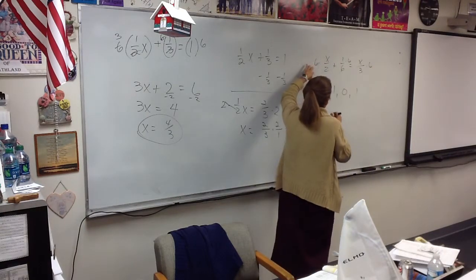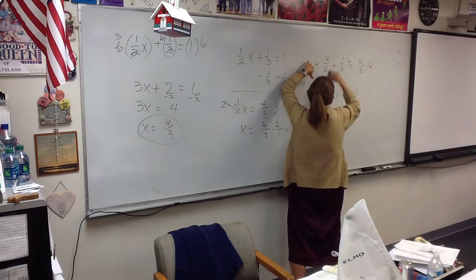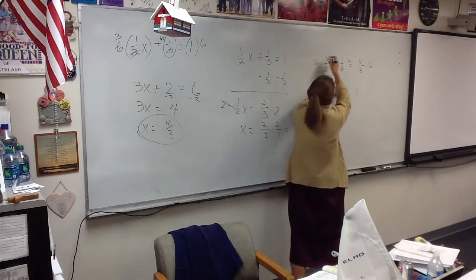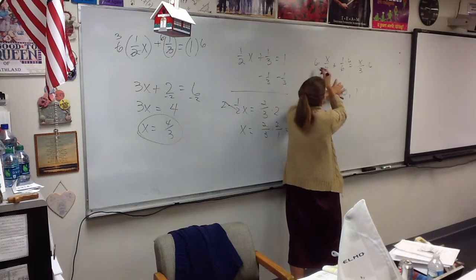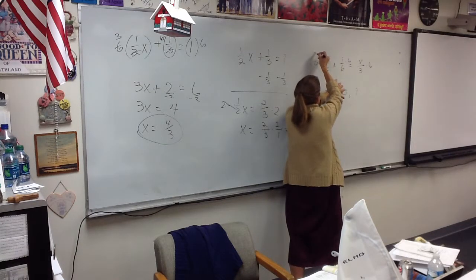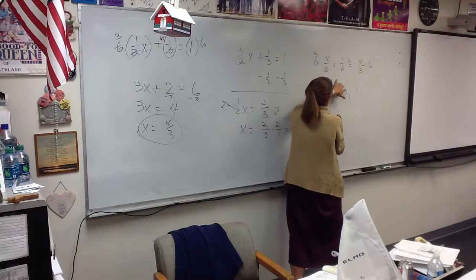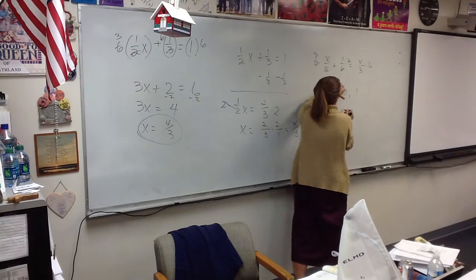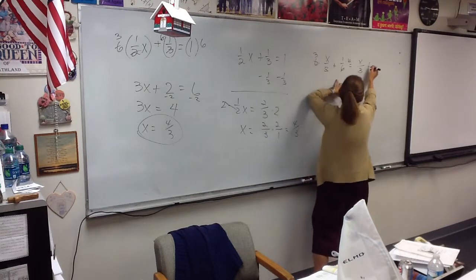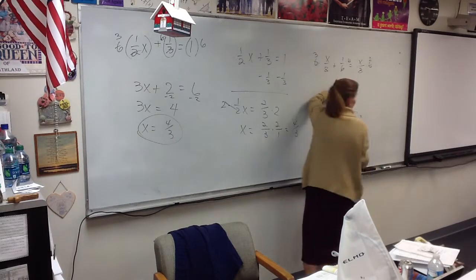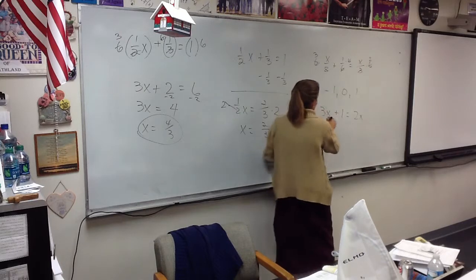So what do I end up with then? What's this equal? -1. Oh, wait. I'm not plugging in yet. I'm getting rid of the fractions. So this would equal what? 2 goes into 6. So it's 3x. And 1. Then 2. 2x. So now I can plug in -1.